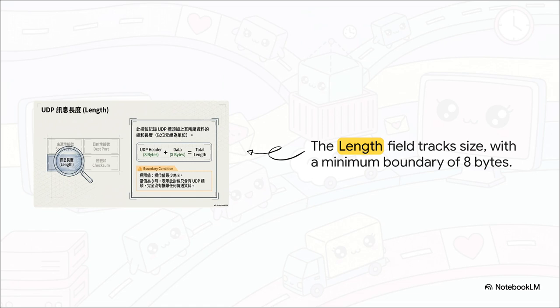But what's really fascinating is its absolute minimum boundary condition. Because the header itself is always 8 bytes, if the length field simply reads 8, it means we have this wild extreme scenario where the packet is entirely header with 0 actual data inside. It is literally an empty envelope flying across the internet.